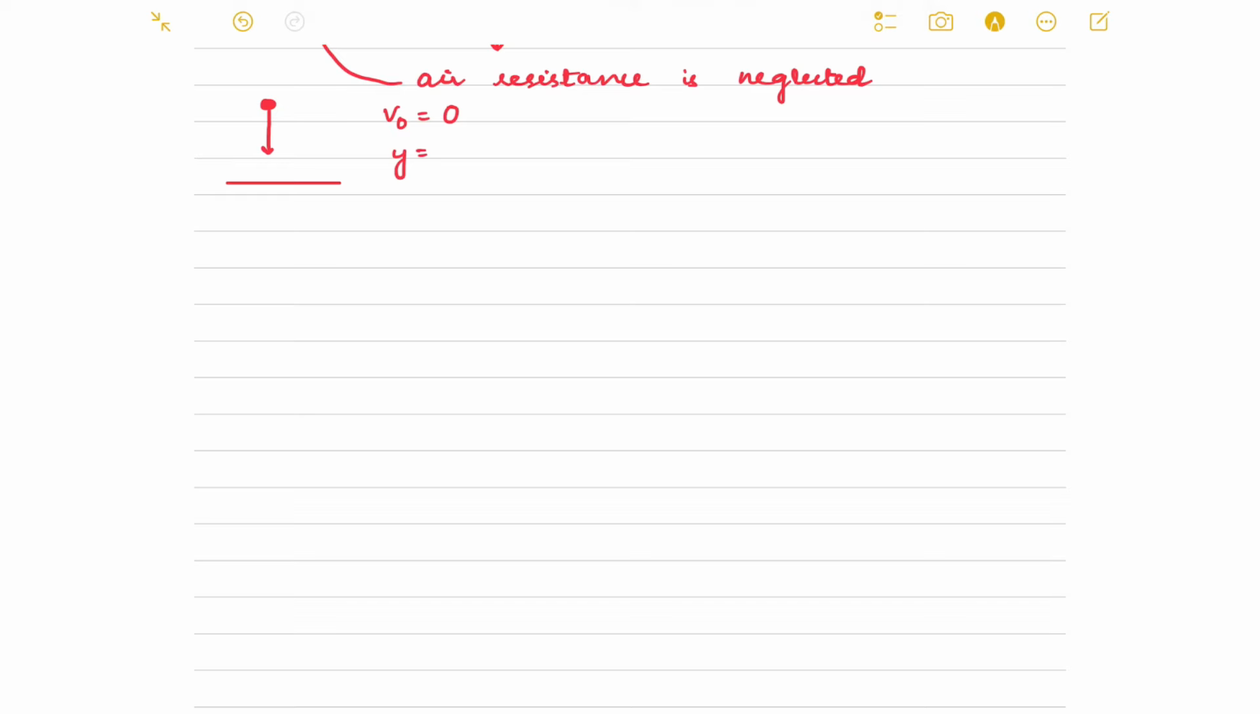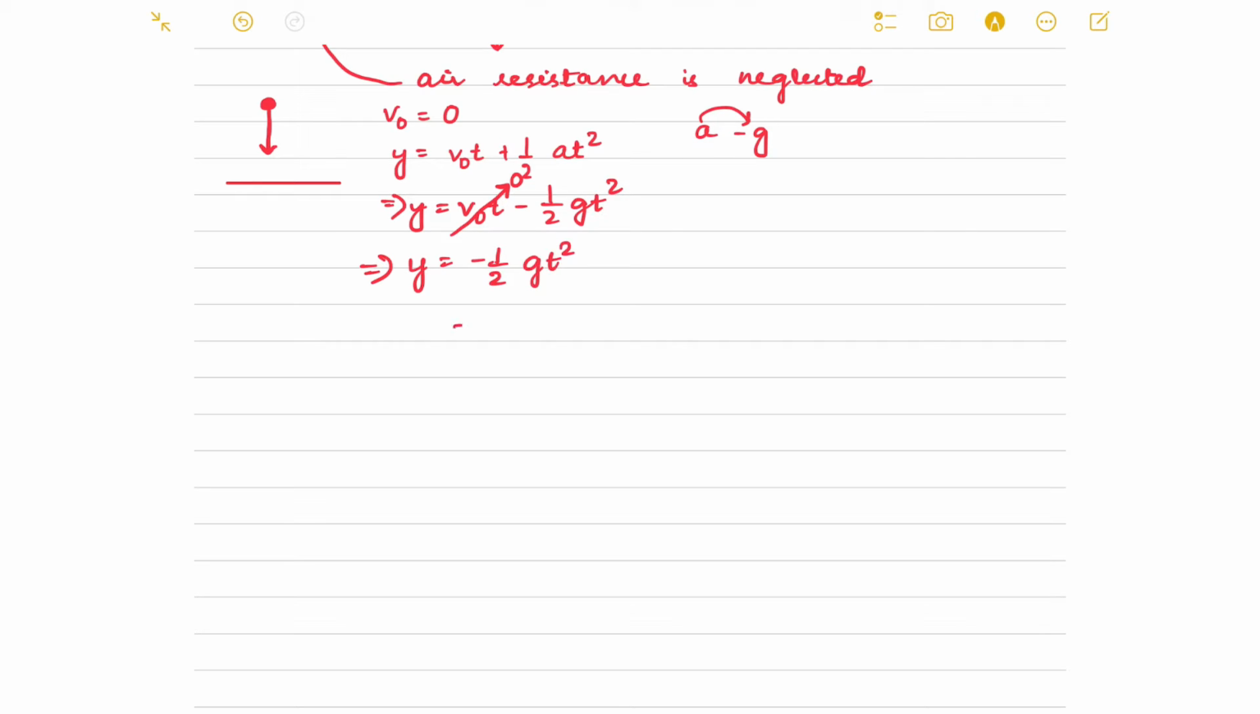The second equation of motion can be written as y is equal to v0t plus half at square. As the body is falling downwards, the acceleration will be negative, so we can replace a by minus g. So y is equal to v0t minus half gt square, but we know that v0 is equal to 0, so v0t will also be equal to 0. This implies that y is equal to minus half gt square. The value of g is taken to be 9.8 meter per second square, so it is equal to minus half into 9.8 into t square, which is equal to minus 4.9 t square.